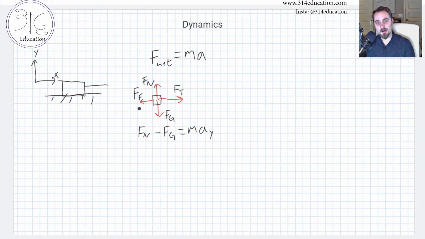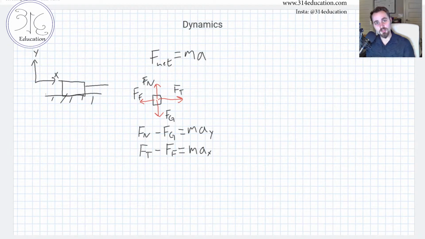And then for our x direction, we would have a positive Ft, because that's pulling to the right, minus our Ff, which is going to be pulling to the left. And a friction force is always going to be pulling in the opposite direction of motion, unless it's static, and then it's going to be pulling in the opposite direction that it would want to accelerate without friction. And so this is going to equal our mass times our acceleration in the x.